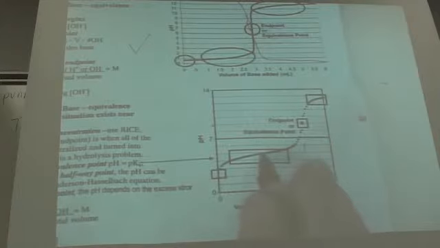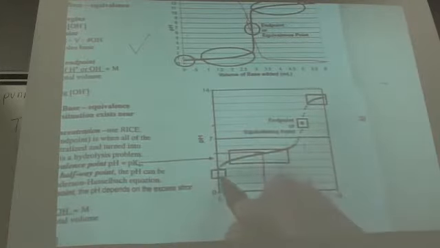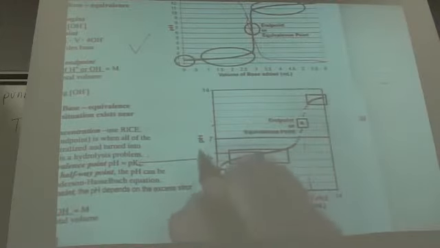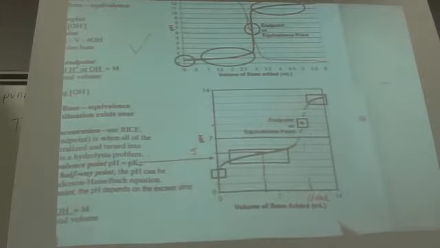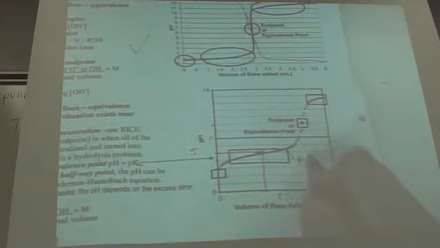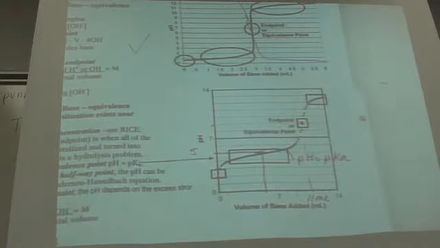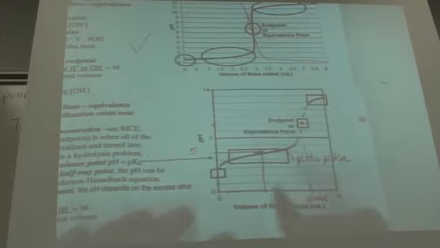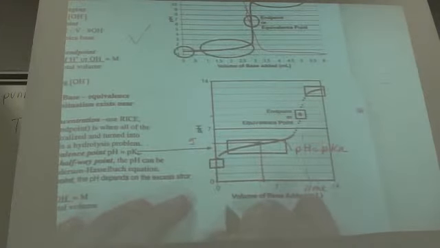The pH would be approximately equal to the pKa. 1, 2, 3, 4, 5. The pH would approximately be 5. At that point, halfway to the equivalence point, the pH is the same as the pKa. What is a pKa? pKa is the negative log of Ka.